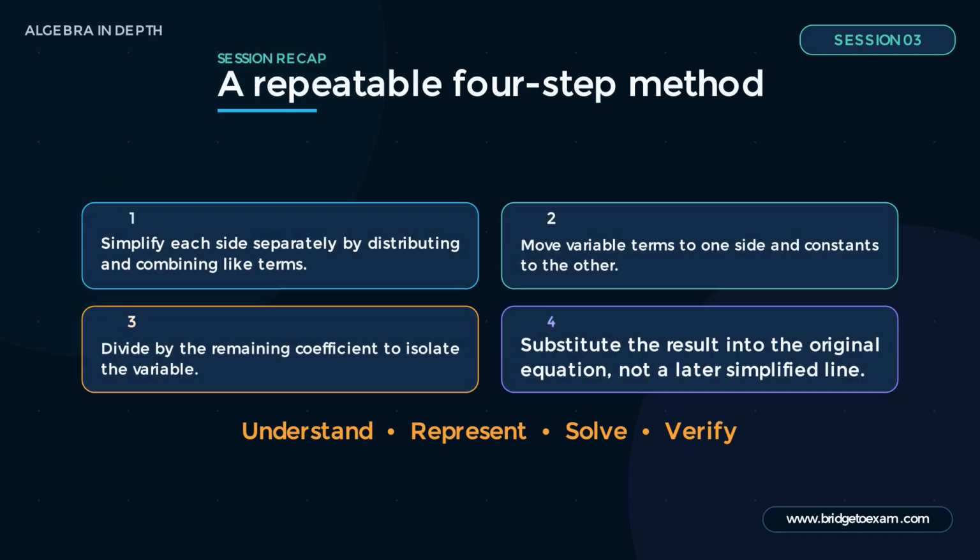Session 3 recap. Simplify each side separately by distributing and combining like terms. Next, move variable terms to one side and constants to the other. Then, divide by the remaining coefficient to isolate the variable. Finally, substitute the result into the original equation, not a later simplified line. A complete solution shows the reasoning, checks the result, and states what the answer means.